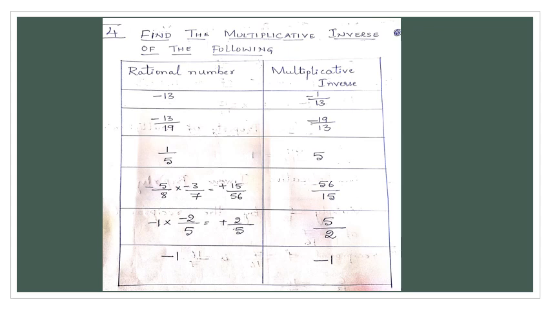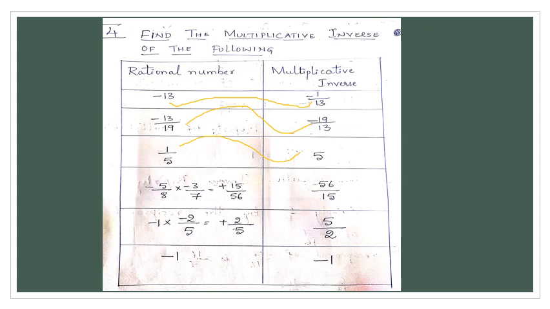Children, minus 13 means the multiplicative inverse for minus 13 is minus 1 by 13. Then second one, minus 13 by 19. There is no change in the symbol. Write down the minus as it is. 13 by 19 means we want to write it as 19 by 13. Then 1 by 5 means 5 by 1. 5 by 1 is nothing but 5. For 1 by 5, 5 is the multiplicative inverse. Children, for minus 13 by 19, minus 19 by 13 is the multiplicative inverse.